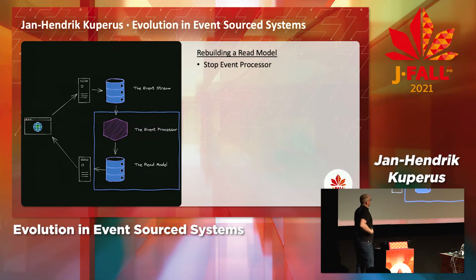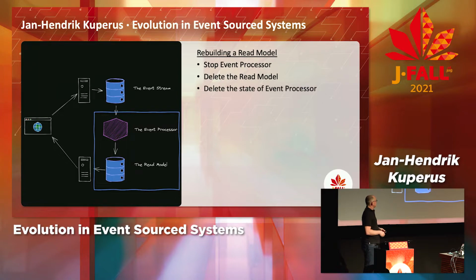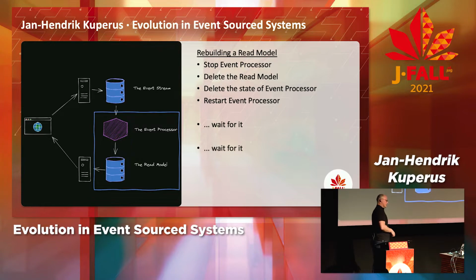So rebuilding a read model is fairly straightforward. You just have to stop the event processor that's currently updating it. Then you delete the entire model, like I said, and then delete the state of the event processor, which is the token. And then you restart the event processor, and then you wait for it, and you wait for it, and hopefully you'll have profit at the end.